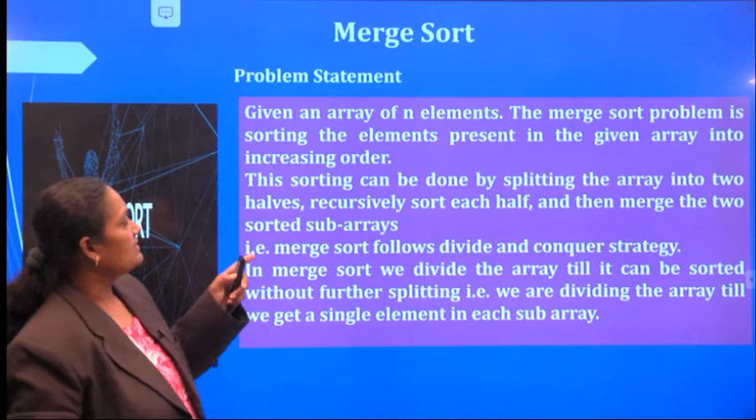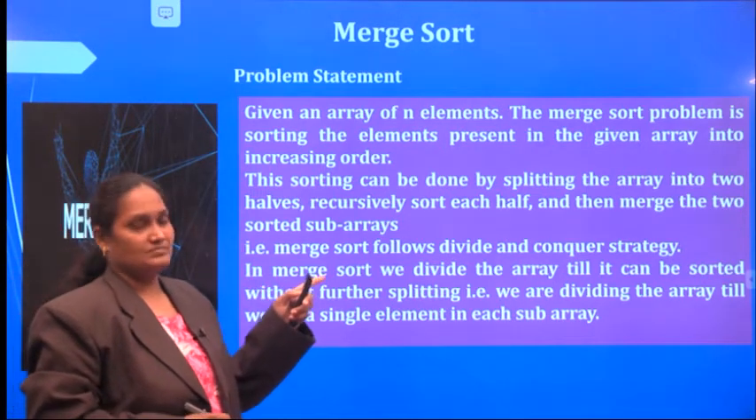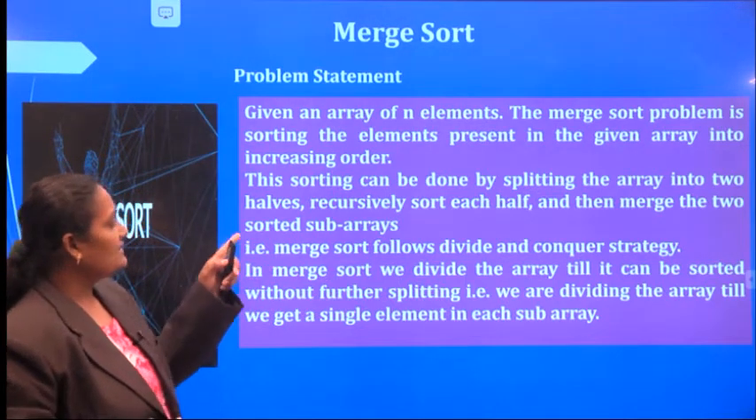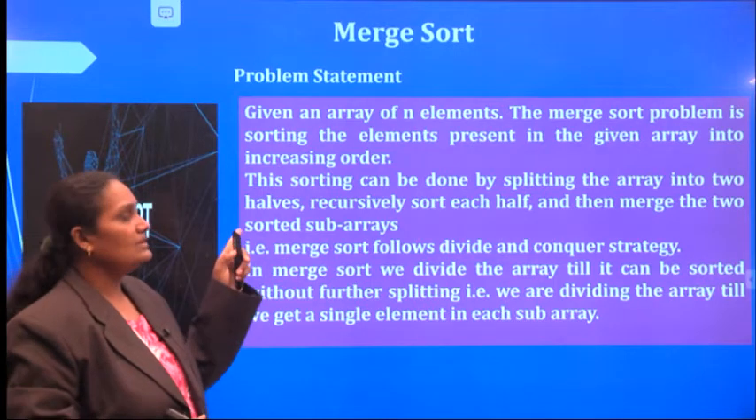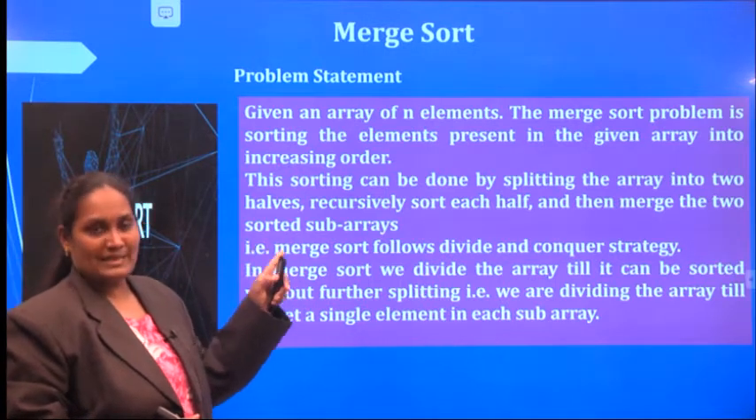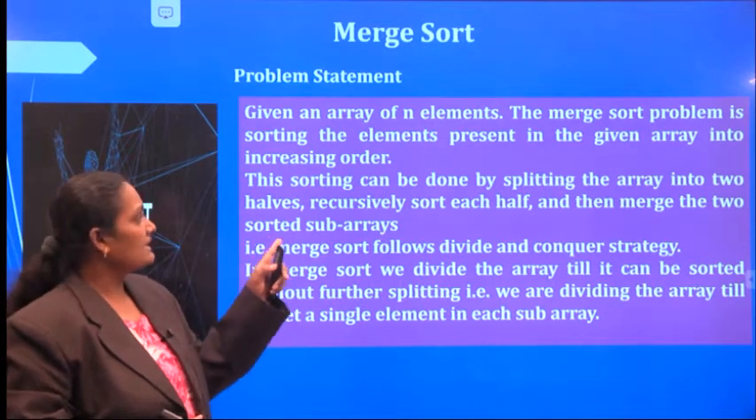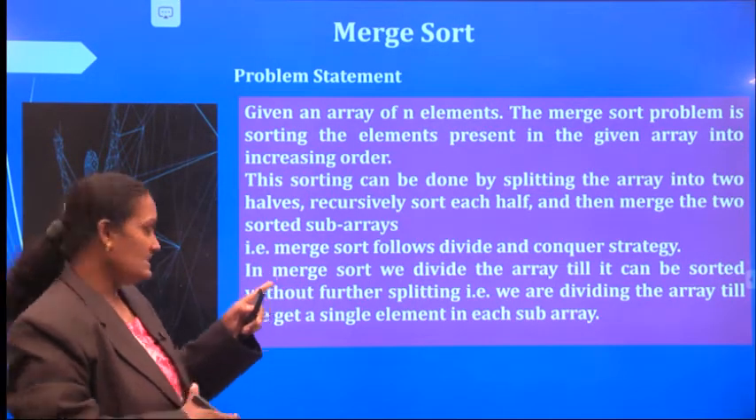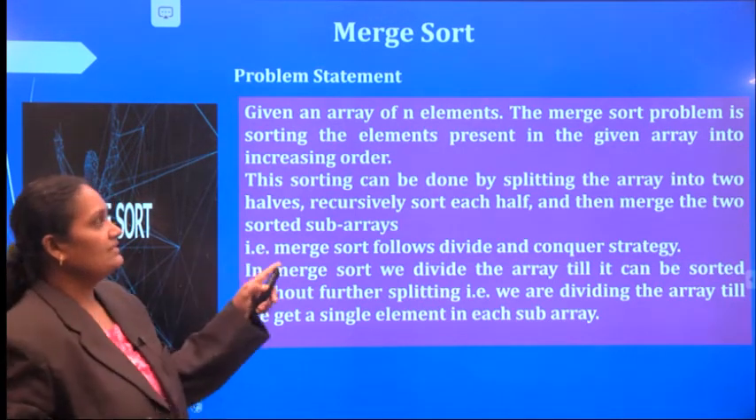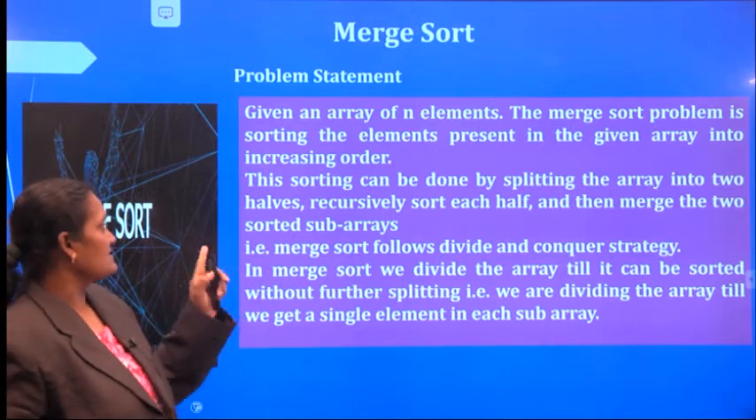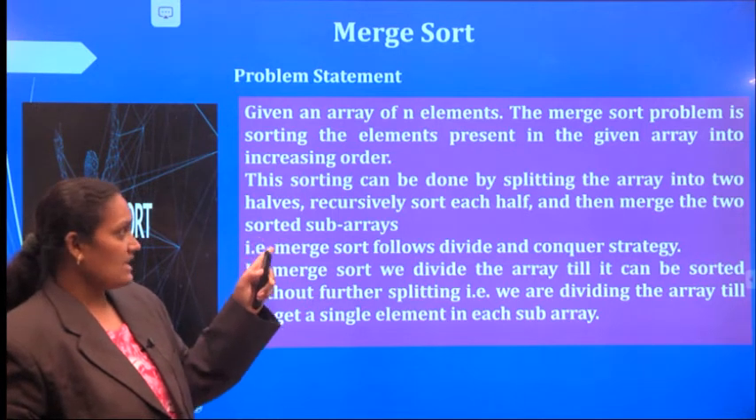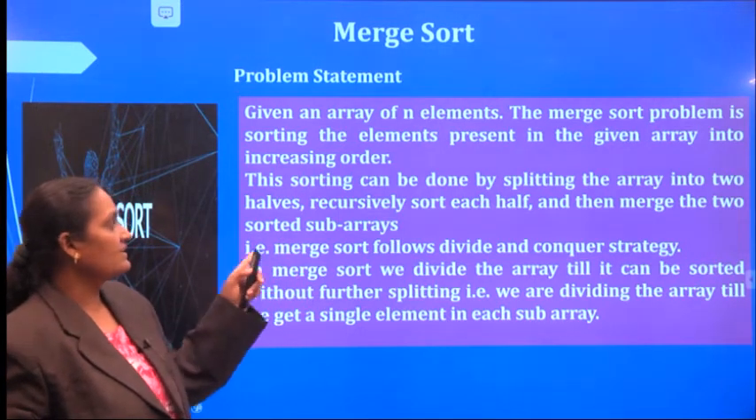Let us see the problem statement. Given an array of n elements, the merge sort problem is sorting the elements present in the given array into increasing order. Now, how can this sorting be done in the divide and conquer method? This sorting can be done by splitting the array into two halves, recursively sorting each half, and then merging the two sorted subarrays.